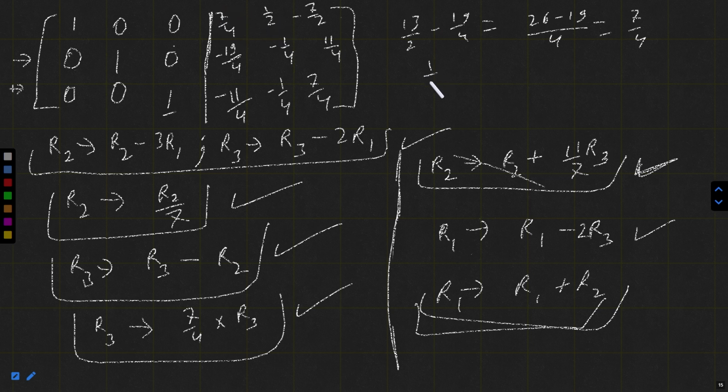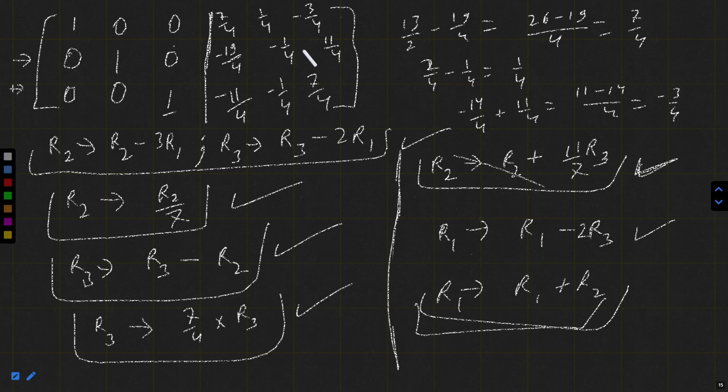Now add these. 1 by 2 minus 1 by 4. This can be rewritten as this, and this means 1 by 4. That's it. So it will be 1 by 4. Now minus 7 by 2 plus 11 by 4 will be what? It will be minus 14 by 4. This means 11 minus 14 by 4 means minus 3 by 4. Yes, minus 3 by 4.